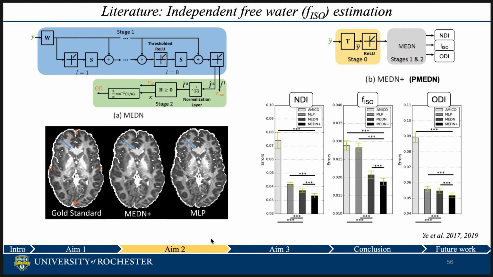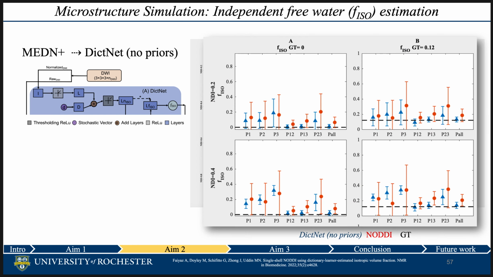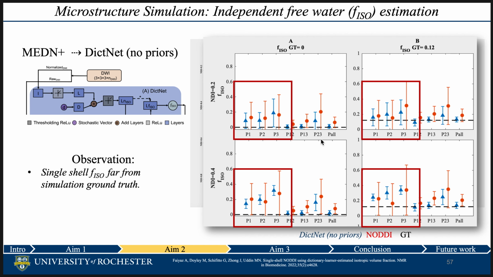So we looked into the literature for what type of data-driven approaches could be used to estimate this free water parameter. We came across a model called MEDN, which was microstructure estimation deep network, and the extension of that model, PMEDN, which was performing really great in estimating these 3 parameters. But the only catch was that they were using multi-shell data. So we wanted to know what would happen if we used single shell data. And this is what the results look like with single shell data with those kinds of models.